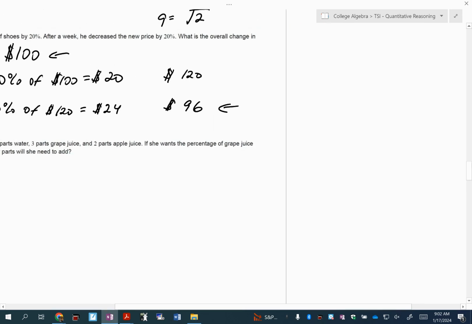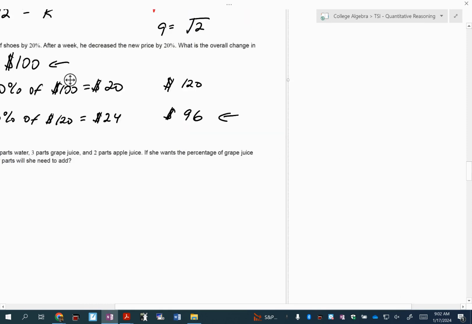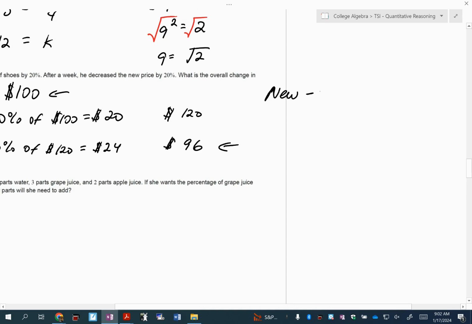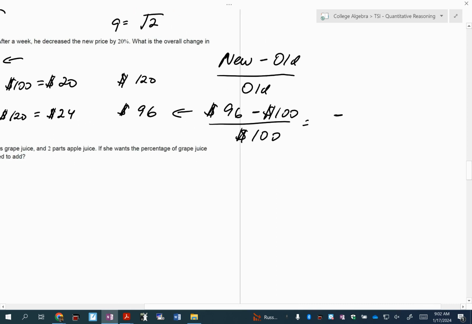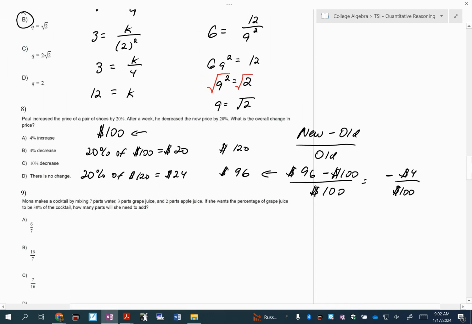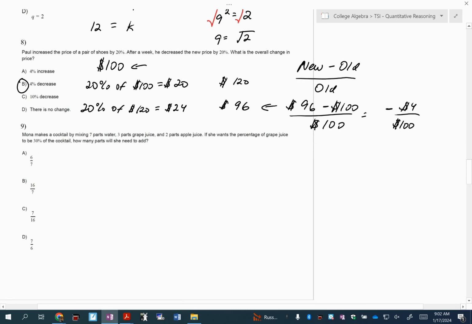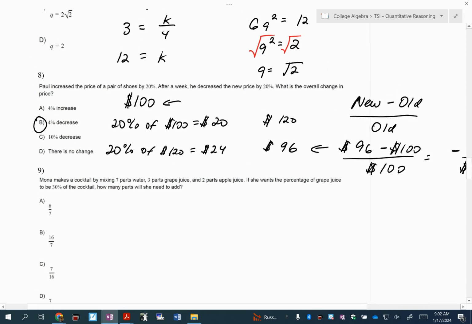So you guys would have learned in middle school how to find your percentage change as your new value minus your old value over the old value. So in this case, $96 minus $100 over $100, which would give you negative $4 over $100, and 4 hundredths is 4%. So it's a 4% decrease. All right. And that's how you figure out number 8.